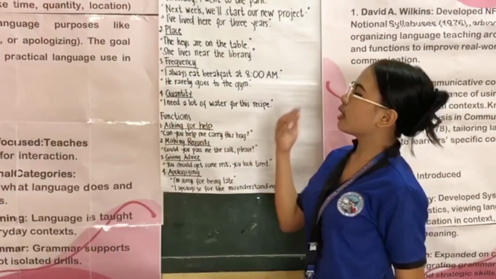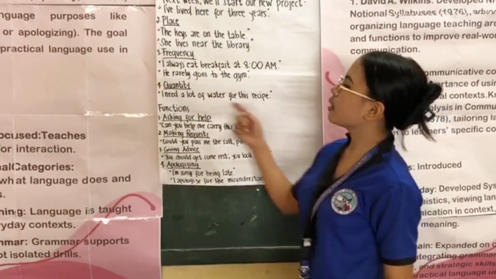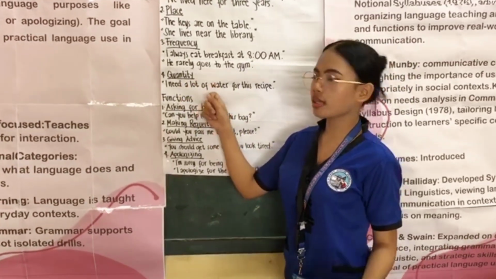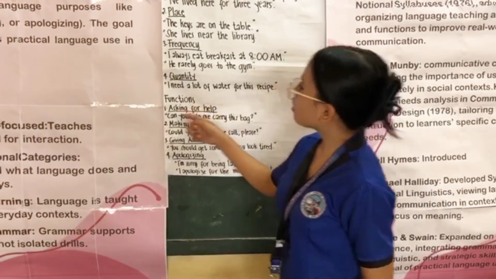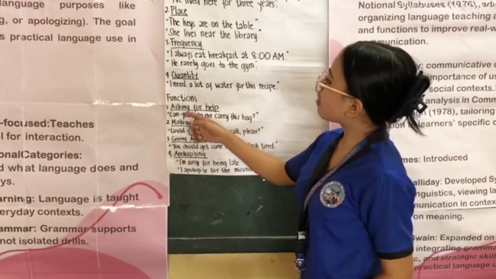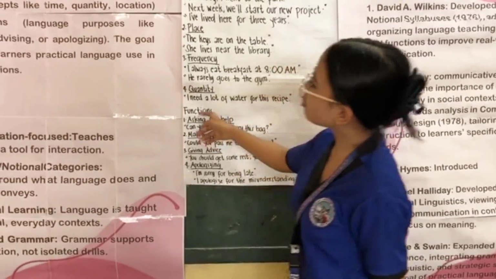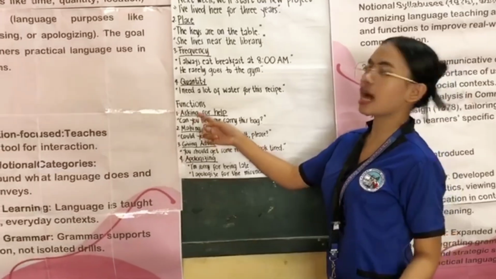Last is quantity. In this sentence, "I need a lot of water for this recipe," the notion of the sentence is a lot. It talks about the quantity of the water. Next is function. Functions talk about language purposes like requesting, advising, or apologizing. For example, a function is asking for help.